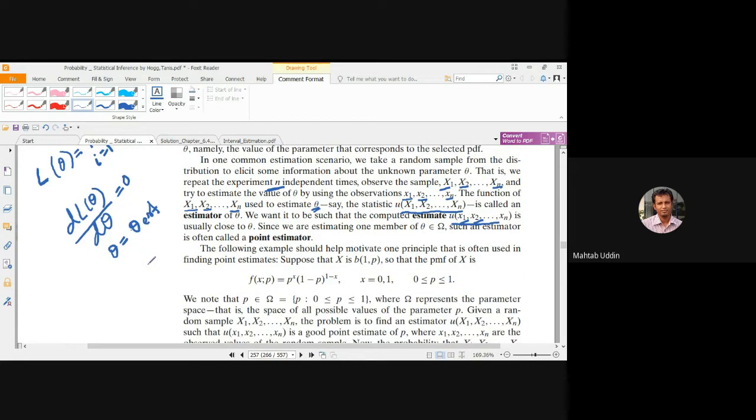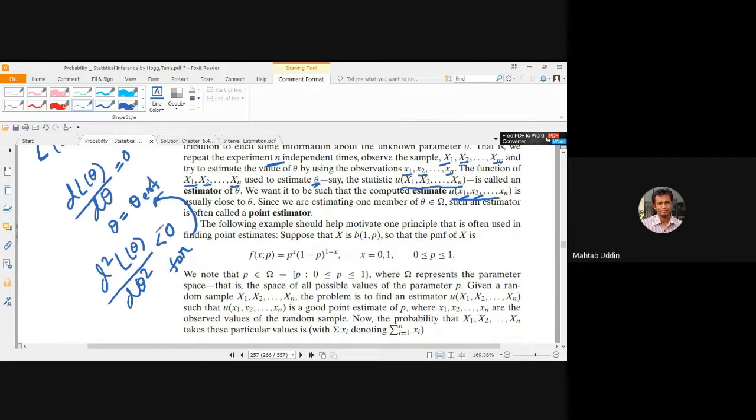Then we'll do the second derivative, d squared L by d theta squared. We'll find this is negative for this value. We know if the first derivative is 0 and the second derivative is negative, then it gives the maximum value. If we can confirm we get a maximum value for this, then this is the required estimated value. Then this is called theta hat. Clear? This is the rule. We'll go through this in this way. Do you understand?